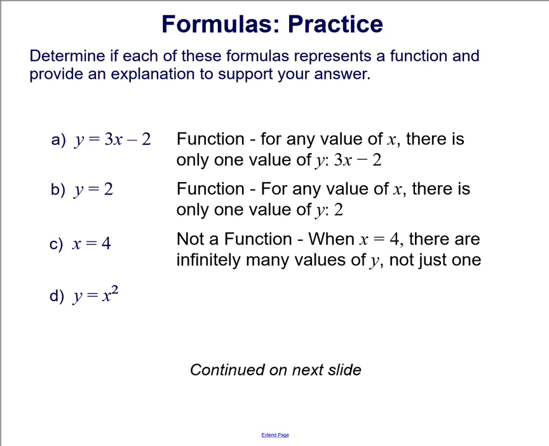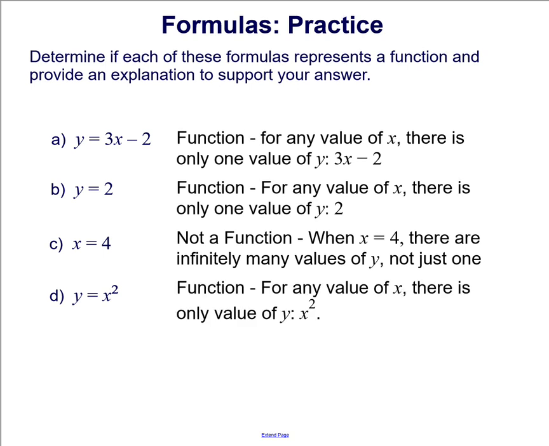Now, when we get to choice C, we find out that that is not a function. When x equals 4, there are infinitely many values of y, not just one. And also remember that this is a vertical line at x equals 4, and a vertical line would not pass the vertical line test. Speaking of graphs, y equals 2 would be a horizontal line at y equals 2, and that would pass the vertical line test if we're talking about graphs. Finally, let's go to y equals x squared. That is a function. For any value of x, there's only one value of y, and that would be x squared. You put a number in for x squared, you're only going to get one answer.